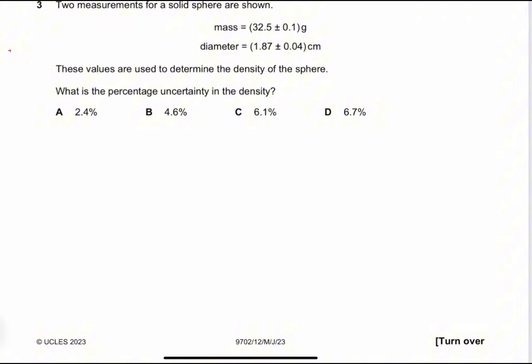We're given 2 measurements for a solid sphere. So we're given its mass and we're given its diameter. And we've been asked to calculate the percentage uncertainty in the density. So percentage uncertainty basically is how uncertain you are that your answer is correct. For example, you can get a percentage uncertainty of 20%, right? It tells me that I'm 20% uncertain that this is the density of my sphere. So the percentage uncertainty is basically delta P over P multiplied by 100%.